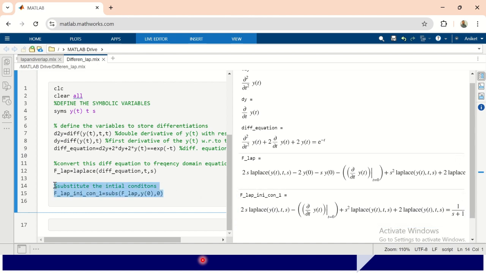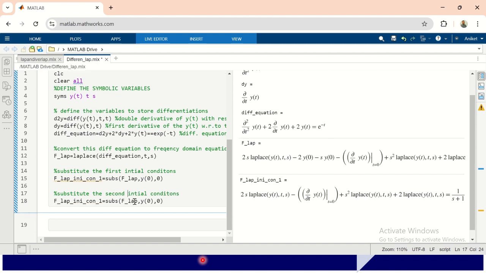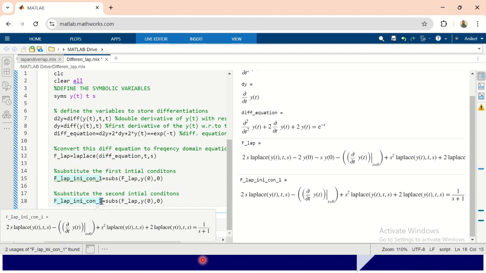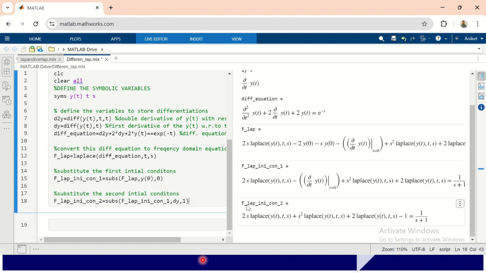Now the next substitution is, I'll copy this thing. I'll write the first initial condition, and a second initial condition here. So what was our second initial condition? We have to substitute in this first equation dy is equal to 1. dy is nothing but our first differentiation with respect to t, and we have to substitute its value, which is equal to 1. So this will become 1 now. We'll run this once again. Now here we have F after Laplace after substituting two initial conditions.